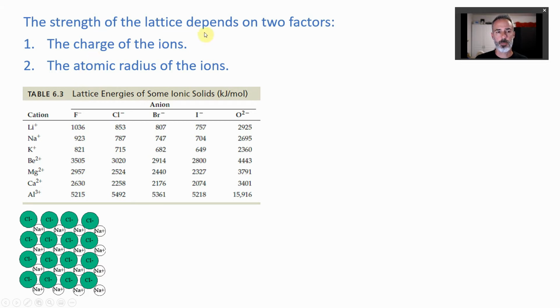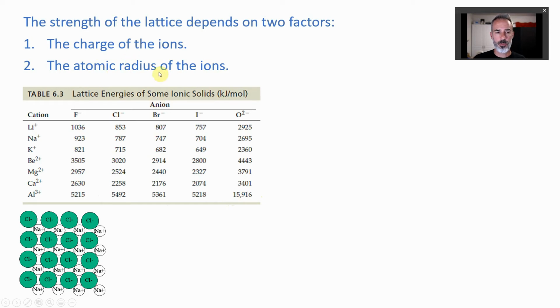The strength of a lattice depends on two factors. The charge of the ions. So for instance, I think it makes sense, right? If you go from a +1 charge to a +2 charge, look at how much higher the lattice energy is if you have +2 charges. As a matter of fact, if you have a +2 charge and a -2 charge, that's even higher. So the more you ratchet up the charges, the stronger the lattice is going to be. Look at aluminum 3+ down here. Whew, it's pretty high, right? Look at aluminum 3+ and oxygen 2-. Whoa, it's a lot of kilojoules.